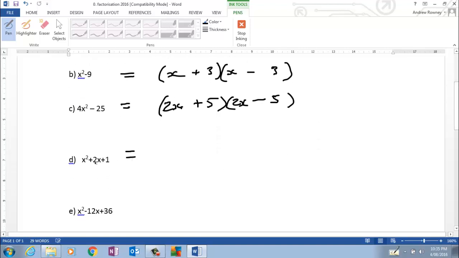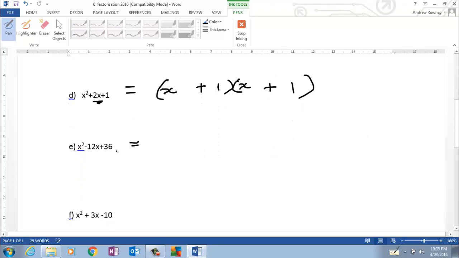The next one, we can't take out a common factor, so we have to go into the two brackets. It's not a difference of two squares, it's a general type. To get x squared from the first, it's x times x. To get 1, it's 1 times 1, that's for the last. And the outers and inners, giving 2x, will come from plus 1x plus 1x.